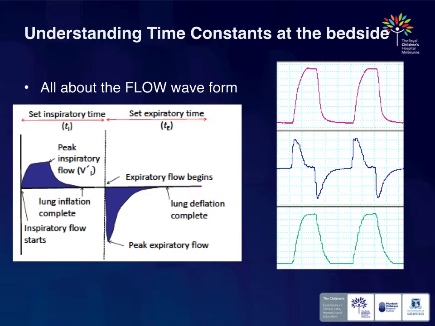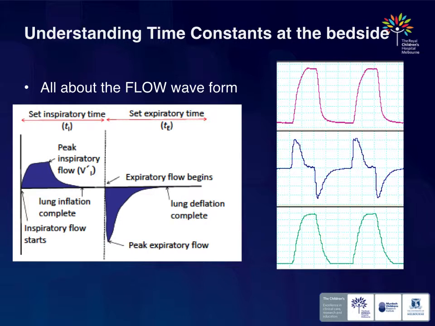So we expect, for the ventilator to be set properly, that at the end of inflation and at the end of expiration, there is zero flow moving in our circuit. So what we want to see is a waveform that has been applied for sufficient time that we get two points of zero flow. And this is how we can set our I time and our E time.